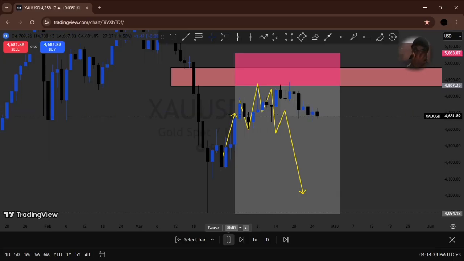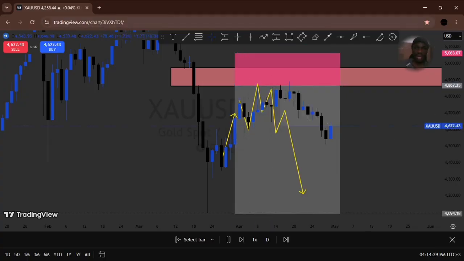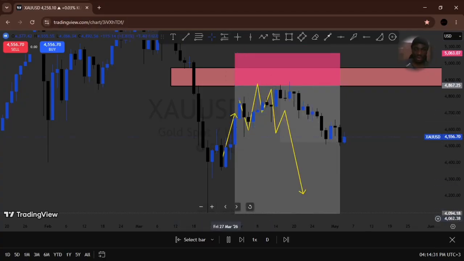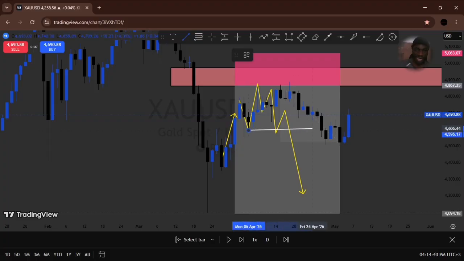So a valid change of character. We are seeing now here the market changed at this point. You could see around it, down here at this point the market has turned around. So what does it indicate? There has been a market structure shift to the downward. So what's the point now? It means that this fair value gap is valid now.